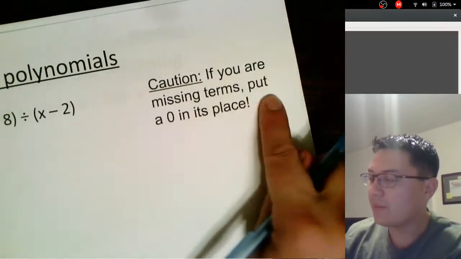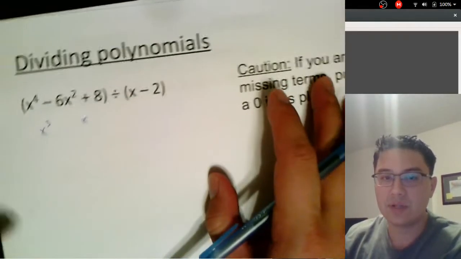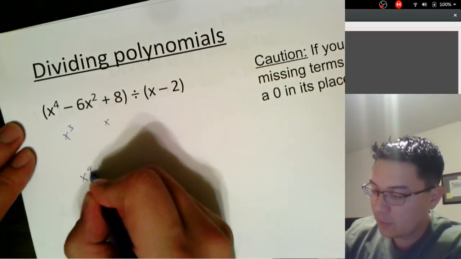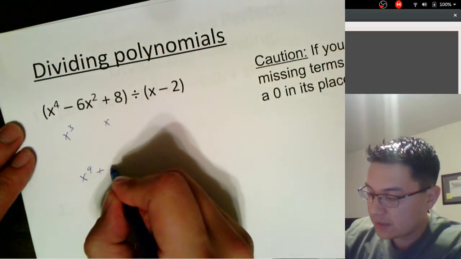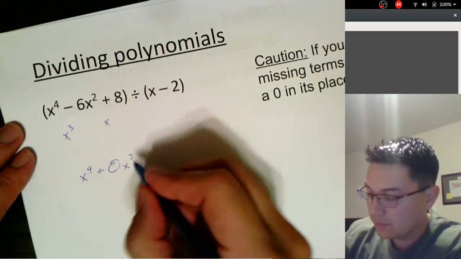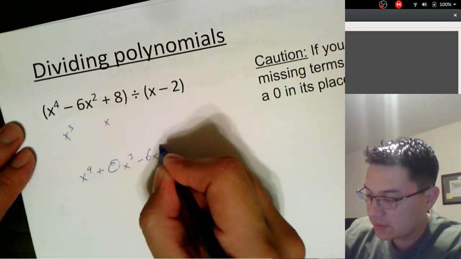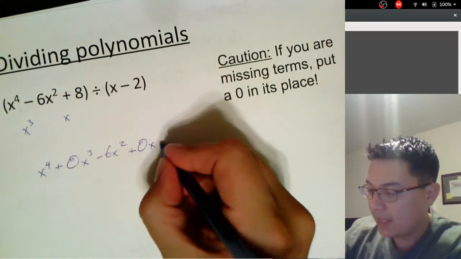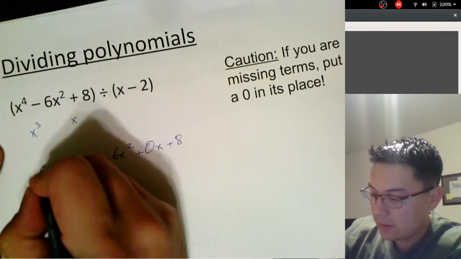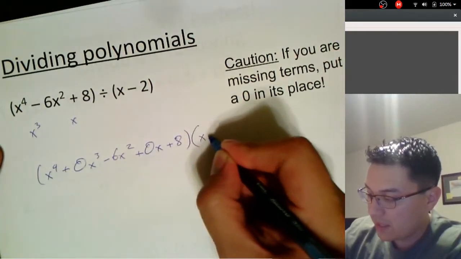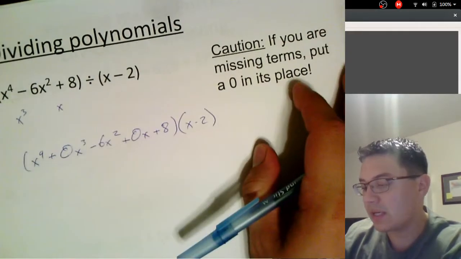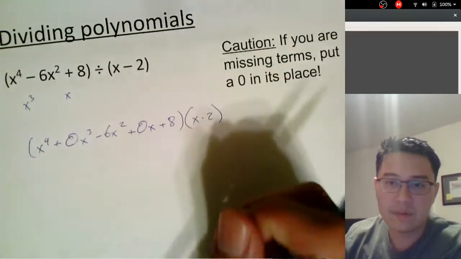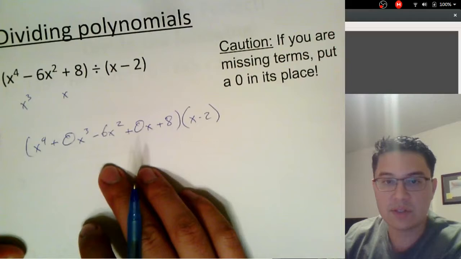If we're ever missing a term, we're going to put a 0 in its place, and I'll show you what that looks like. So what this is really saying here is x to the fourth plus 0x cubed minus 6x squared plus 0x, because we're missing the x term, plus 8, divided by x minus 2. Now you guys can actually solve this one if you wanted to. You can do the division algorithm and work it out. I will go over this problem again in class, but you guys can give this a try from here.